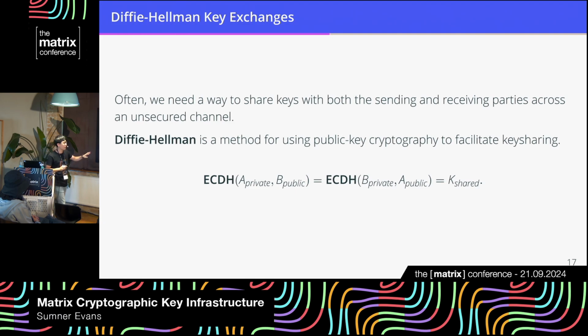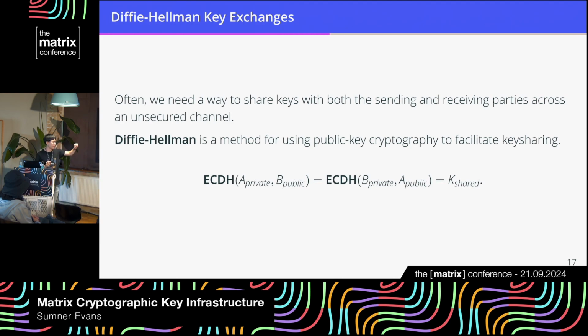It's a method of using public key cryptography to facilitate key sharing. Since Matrix uses elliptic curve cryptography, the specific variant that we use in Matrix is ECDH, elliptic curve Diffie-Hellman, and I'm not going to talk about the mathematical mechanisms behind ECDH. It's like abstract algebra stuff that I am not qualified to talk about. But what you need to understand is this main feature that it provides, which is highlighted here in this equation.